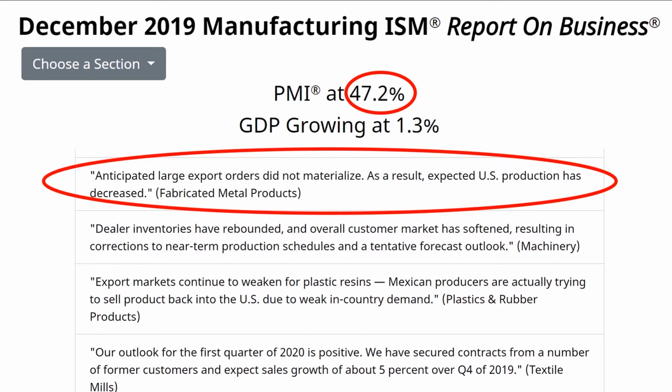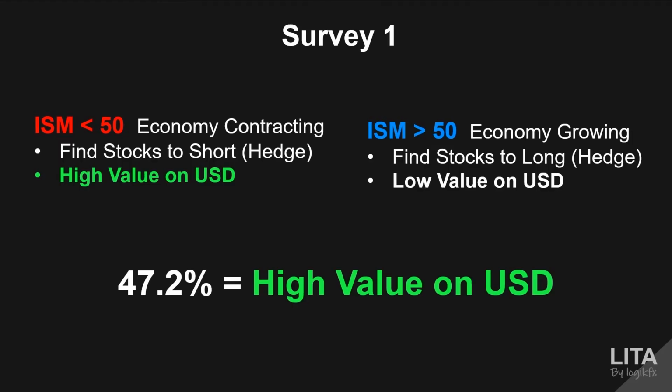So at 47.2%, what does that actually mean? When we're trading currencies, we just care about that percentage number. And that percentage number has a middle of 50%. So if it's below 50%, this means the economy overall is shrinking. And if it's above 50%, it's growing, based on a business perspective. So we're just looking at one indicator here. This is what businesses are thinking.